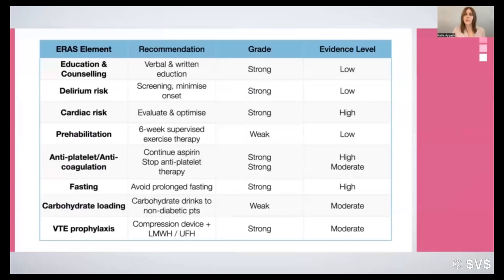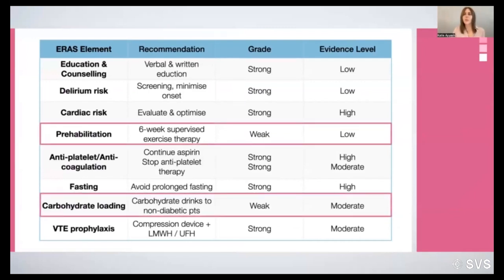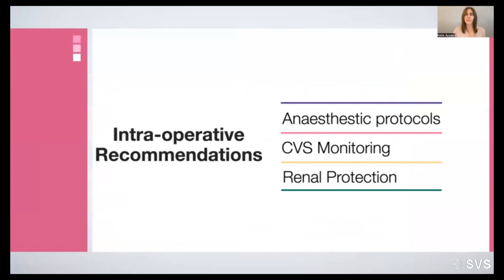There are lots of elements in the preoperative section with strong recommendations as shown in this slide. However, the recommendation for prehabilitation is low as the general evidence for it is lacking. And even though there is good evidence for carbohydrate loading to show benefit in other surgical groups, there are no randomized controlled trials looking specifically at the role of carbohydrate loading in vascular surgery patients, and so we can only recommend its use in non-diabetic patients.